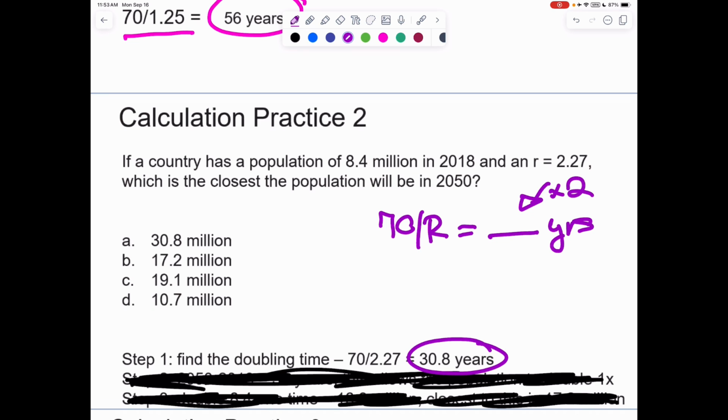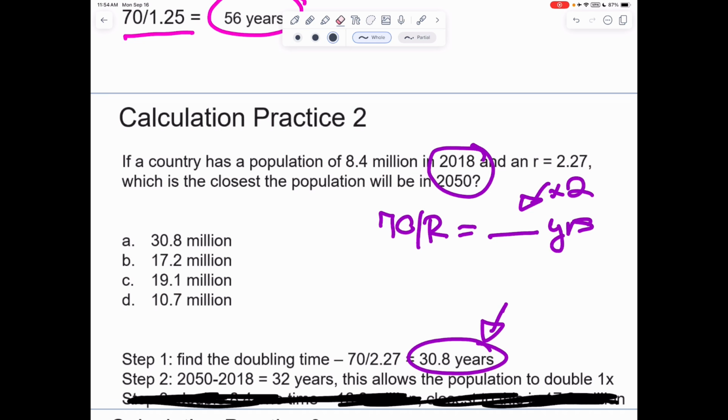Wonderful. But then how do we apply that? This question is saying if the country has a population of 8.4 million and an R of 2.27, which is the closest in 2050? Well, now we need to find the difference between those years. Is it 30.8 years? That will help us get a better understanding here. Now I'm going to subtract those two and figure out that the difference between these two is 32 years. That's very close to my 30.8 years. So that means we're going to allow the population to double once.